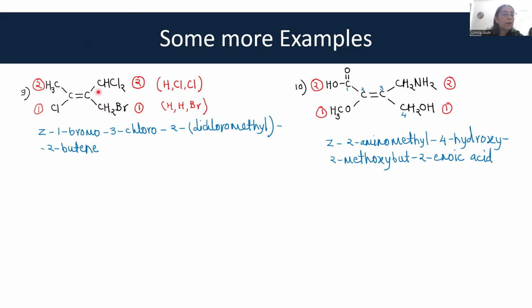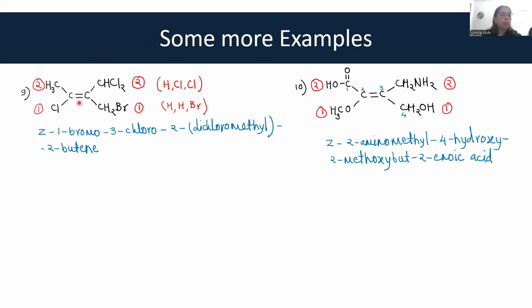On this side, the first atom directly attached is carbon, but this substituent has bromine attached to it, and this has two chlorines. Don't try to add atomic numbers. Just understand that this is a higher priority atom which is attached, and therefore this gets priority number one, this gets priority number two. So in the given situation, both higher priority groups are on the same side, and therefore it is Z.